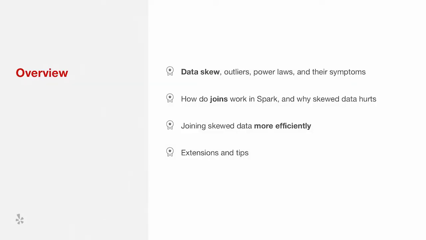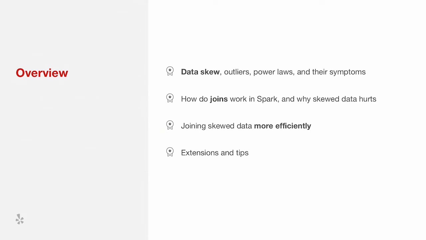So I'm going to start off by talking a little bit about exactly what we mean by skewed data, what kinds of skew can appear in data sets, and how to detect when Spark's having a problem caused by skew. Then the rest of the talk is going to focus specifically on joins, because that's an area where Spark has particular problems if the data is very skewed. So I'm going to dive into how they work and why this is problematic.